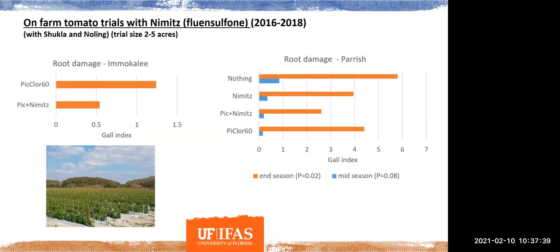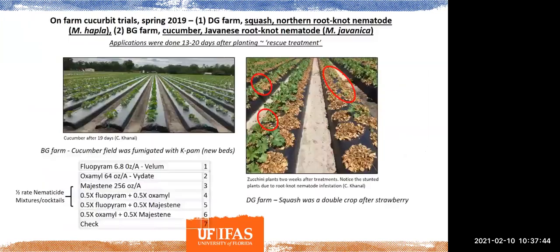The crops look really good. We didn't see a difference in vigor or yield in these trials. Next, a few cucurbit trials we did in spring 2019.